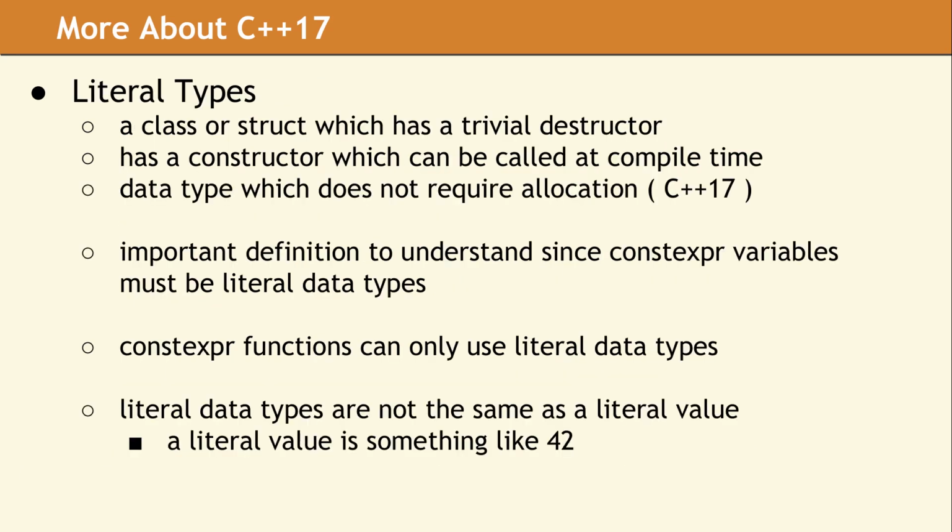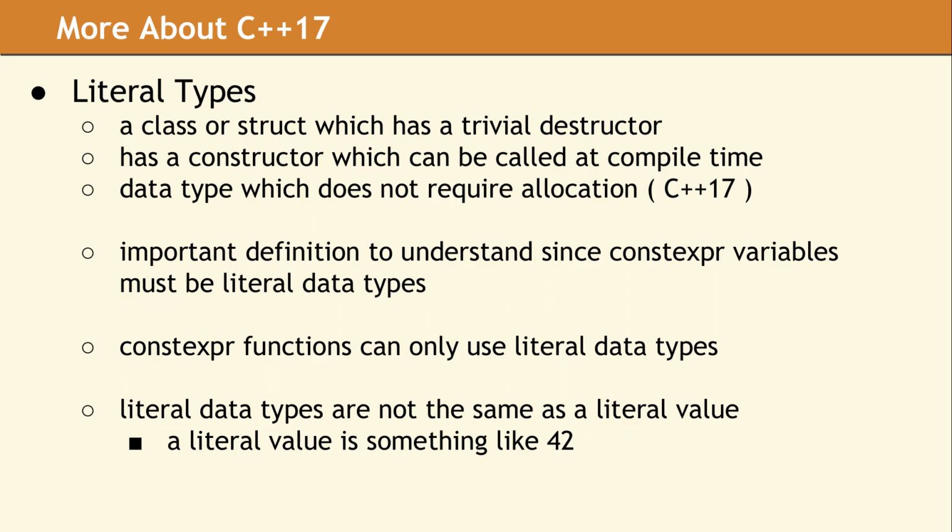In C++ 17, Constexpr functions have become more powerful and useful. To use Constexpr functions, it's very important to understand what is meant by the term literal type. There are several constraints a given class needs to satisfy in order to be a literal data type. As of C++ 17, it must have a trivial destructor and a constructor which can be called at compile time. These two constraints are equivalent to saying the class cannot allocate any memory during construction.